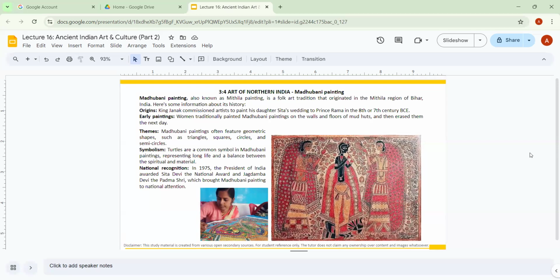The origins say that King Janak commissioned artists to paint his daughter Sita's wedding to Prince Ram in 8th or 7th century BCE. The women traditionally painted Madhubani on the walls and floors of mud huts and then erased them the next day. Madhubani paintings often convey rituals from the weddings or their festivities through the paintings. They mainly use natural colors that are achieved from flowers, leaves.